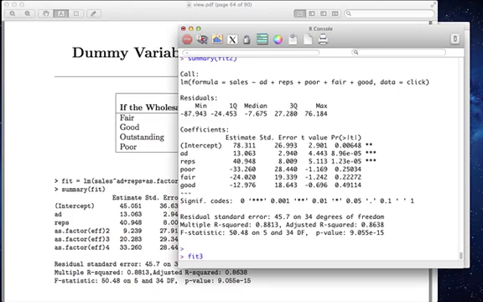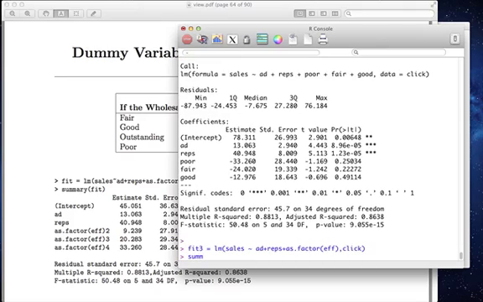So I'm going to have a new fit. Let's call it fit 3. And this time I'm going to regress sales on ads plus reps, plus I can cast the wholesaler efficiency variable as a categorical variable. So if I just say as factor efficiency, this tells R that efficiency is a factor variable. In other words, make it dummies.